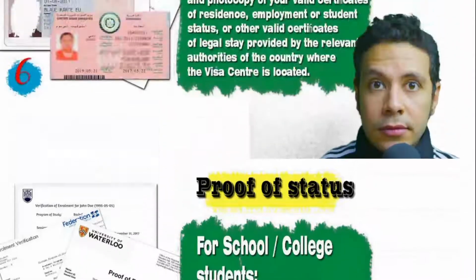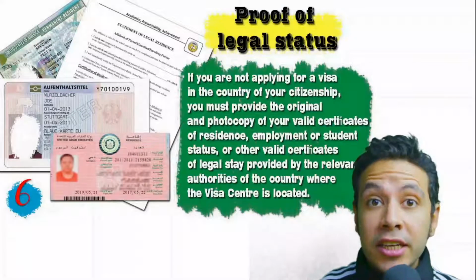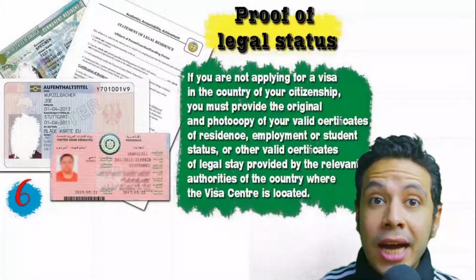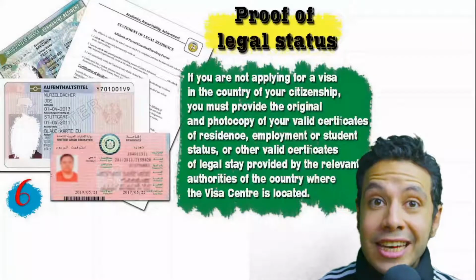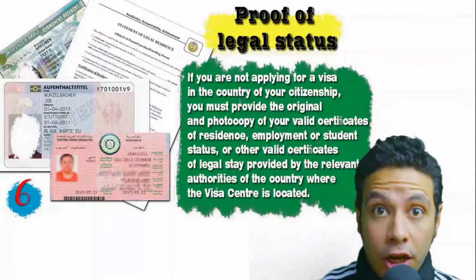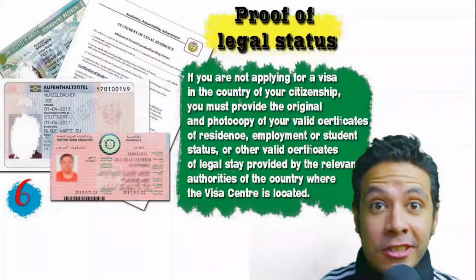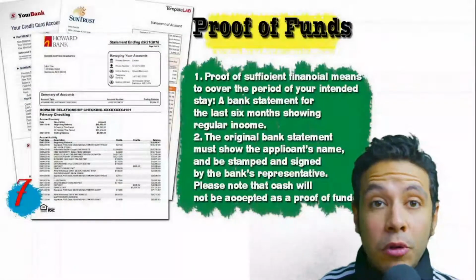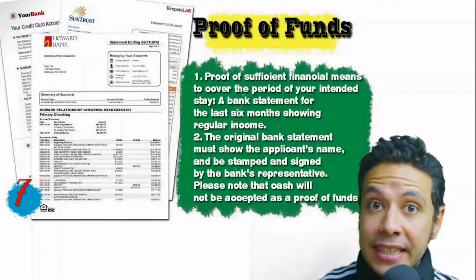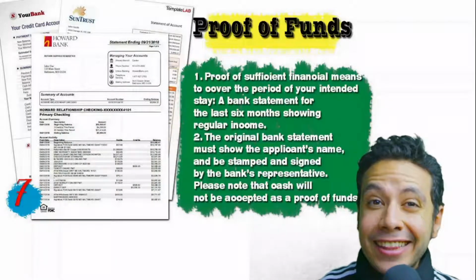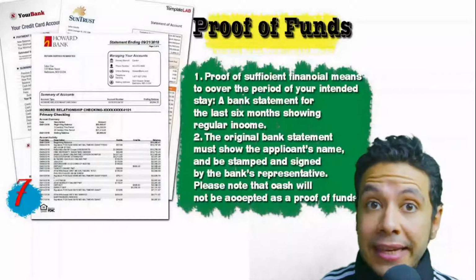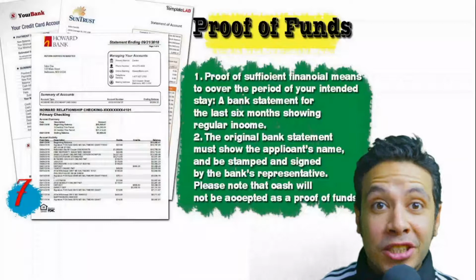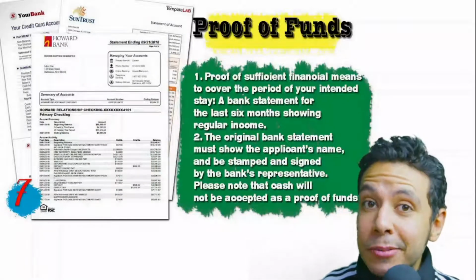But if you are a student in a school or a college, an enrollment letter should be provided from your university or your school. In some cases you might be applying from a country different than your own country. At that moment, you will need to provide proof of legal status, which is a certificate of legal residence in this country. And in some cases, a valid residence visa for this country can also be accepted. You will also need to provide proof of sufficient funds, which is a bank statement stating your balance for at least 6 months. The original bank statement must show your name and should be signed and stamped by the bank representatives. And remember that cash will not be accepted as proof of funds.